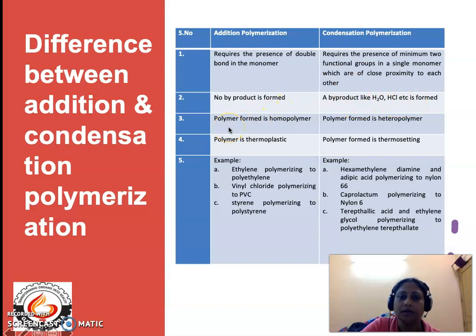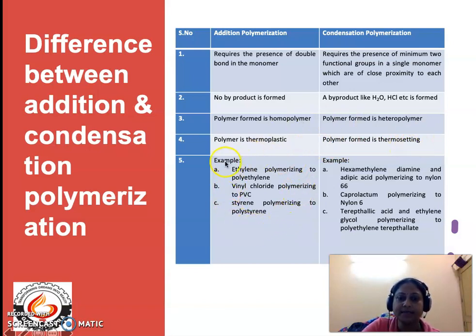The third difference is that the polymer formed under addition polymerization is always a homopolymer, whereas the polymer formed under condensation polymerization is a heteropolymer. The polymer is a thermoplastic under addition polymerization, whereas the polymer under condensation polymerization may be a thermoplastic or it may be a thermoset.